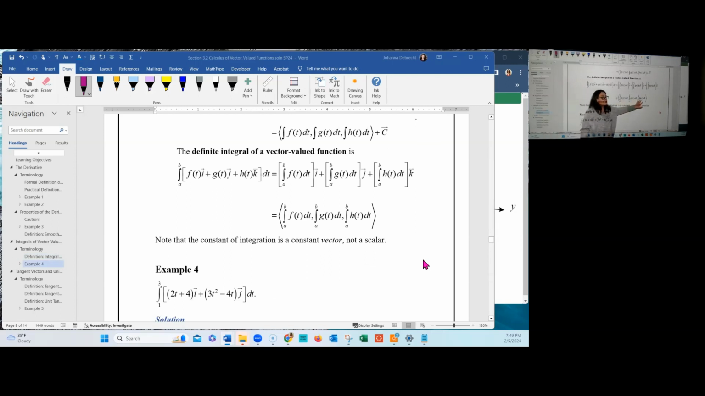So all we need to do is integrate the individual components, just as when we did the derivative, we took the derivative of the individual components. Let's go ahead and take a look at example 4.